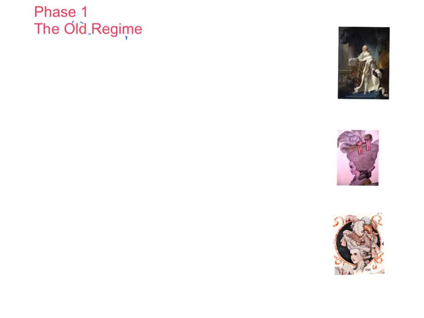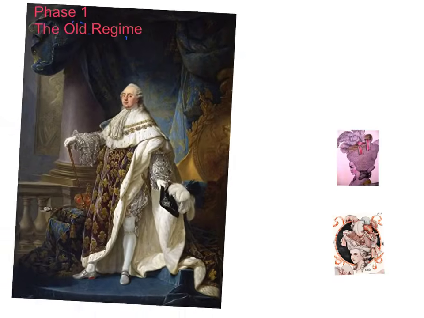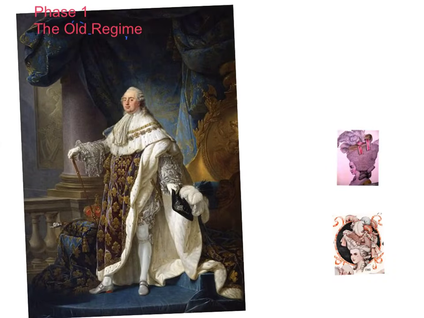The French Revolution can be divided into 4 phases. Phase 1 is the old regime. Regime meaning old government. Now the government, of course, in France at this time, at the French Revolution, was King Louis XVI with his extravagant gowns and spending and his tights and all this nice stuff.